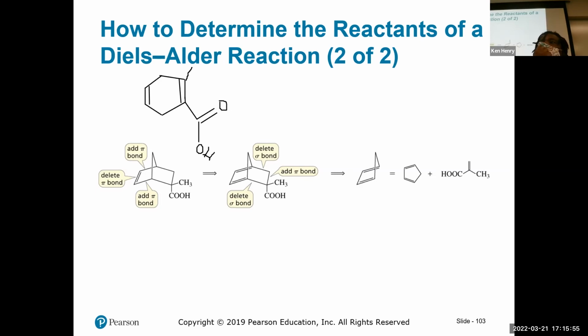It's not that it breaks down. You're trying to determine what the initial reactants are. So what's going to produce this product? What are going to be the possibilities that you have to produce this product?